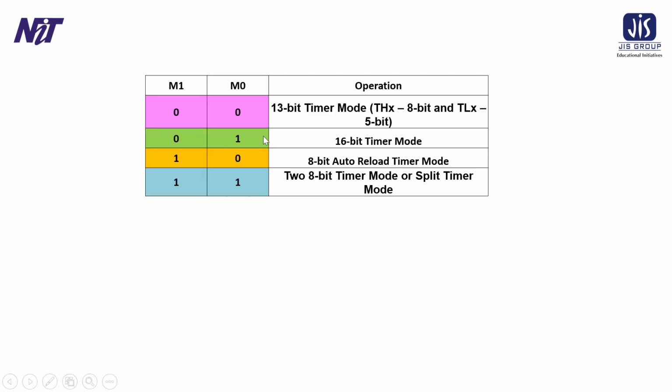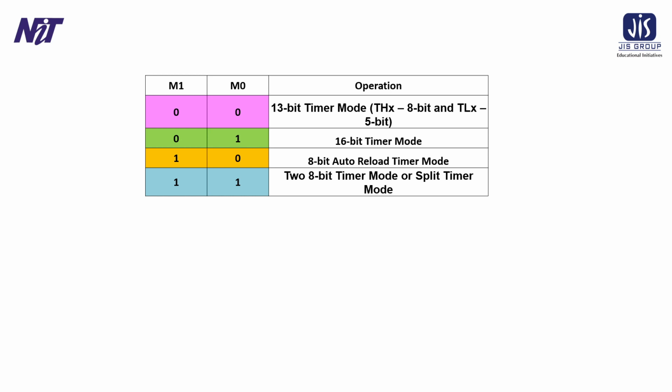When it is 0, 0, it is a 13-bit timer mode. THX is 8-bit and TLX is 5-bit, so the total selection is 16-bit. THX contains 8 bits and TLX contains 8 bits. But in the 0, 0 operation, this is a 13-bit mode. That means from the THX it is taking the 8 bits and from the TLX it is taking the 5 bits.